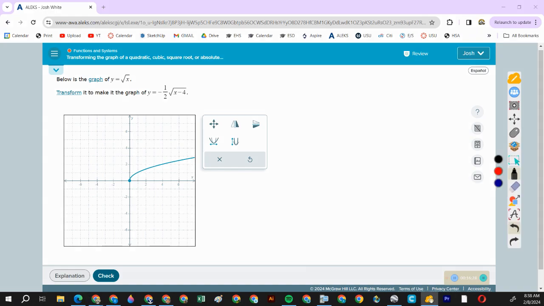All right, what's happening here? This is going to move it right 4, so to there. This is going to make it half as tall. So if that is the original graph, then the new graph is going to be half as tall. And then the negative is going to flip it upside down. And let me show you. I gotta go to my computer to show you how to do this.